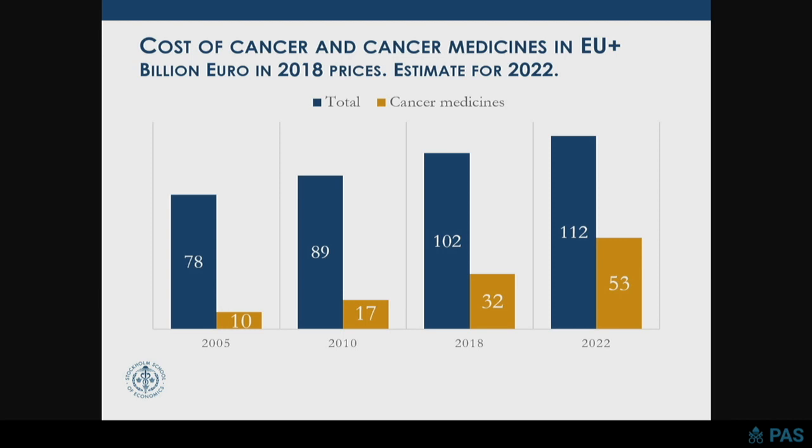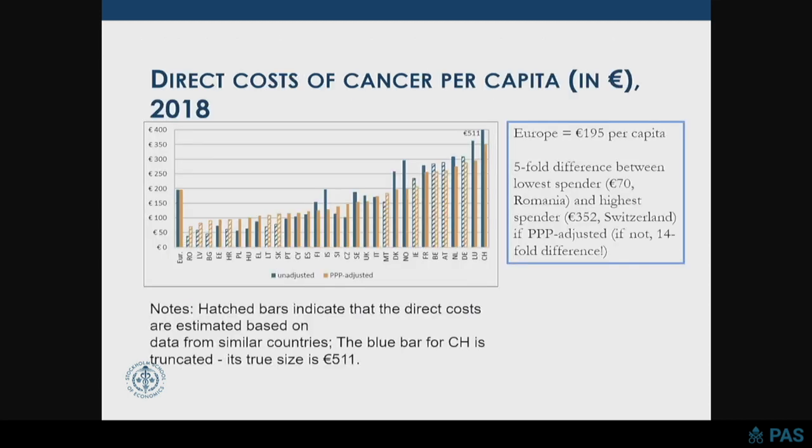We can see here that between 2005 and onwards, we have a steady increase in the cost of cancer. But we also have an even stronger increase in the cost of cancer medicines. And in an oncology clinic today in Sweden, the cost of the cancer medicines is about the same as the cost of the medical staff. So this is growing at a very, very high rate. And it is, of course, the Swedish healthcare system and the Swedish taxpayers who are paying for all this.